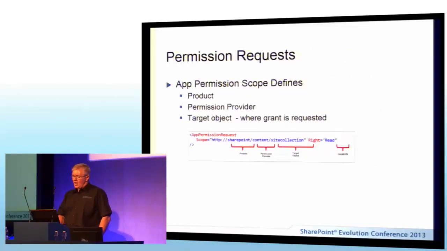So a permission request is something that has this unique string, which is called a scope. And you have things like the product, which is generally going to be SharePoint, but it could also be Exchange or Lync. And then you have the permission provider, which, if you're just trying to access content inside of a site, is the content provider. But then there are other permission providers for search, for metadata, for all the different service applications. And then there's going to be a target object at the end and some particular capability.